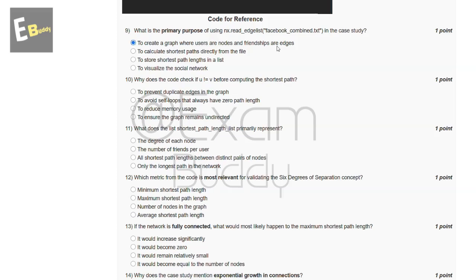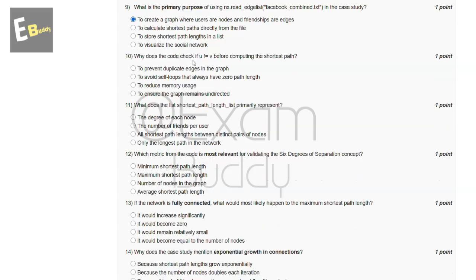And now let's go to our question number 10. Why does the code check if u is not equal to v before computing the shortest path? So these are the options, and the answer to our 10th question is B. To avoid self-loops that always have zero path length.